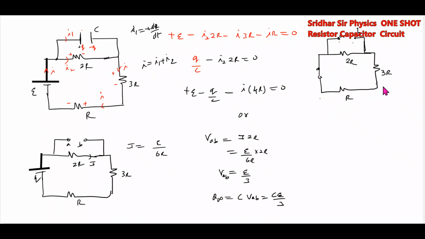Then effective resistance will be 4R parallel to 2R. 4R parallel to 2R: 4 into 2 is 8, 8 by 6, 4R by 3. Then time constant of circuit will be RAB into C, 4RC by 3. Then what is the expression for charge? Charge equal to Q infinity into (1 minus e to power of minus t by lambda). Then differentiating this, we'll get the current I1.